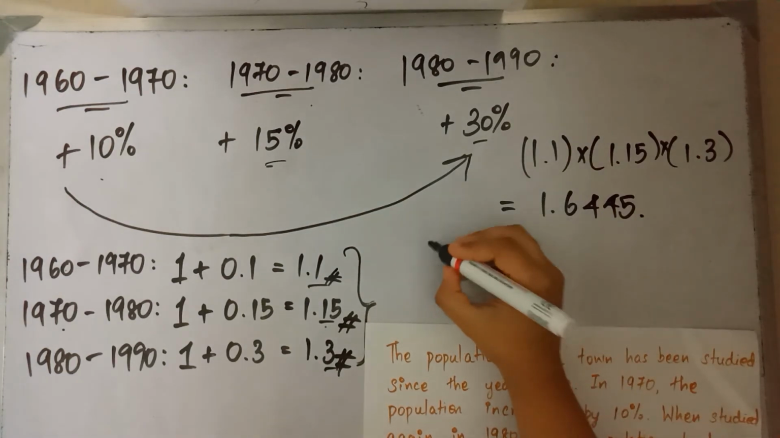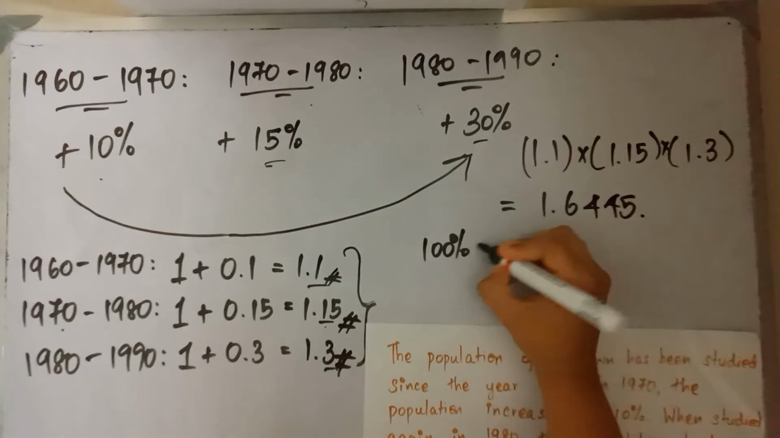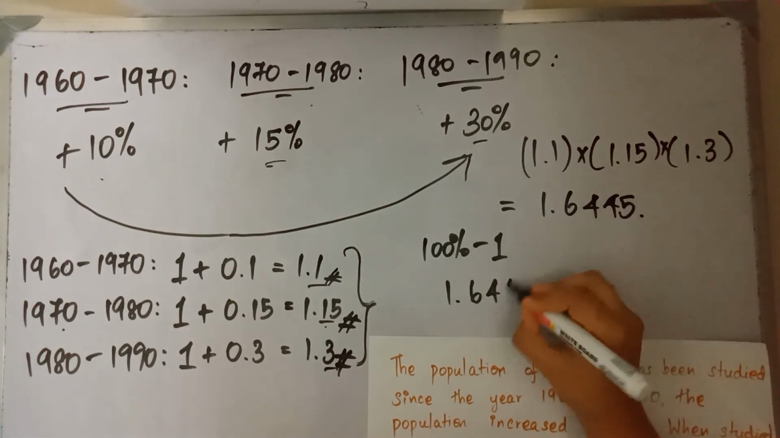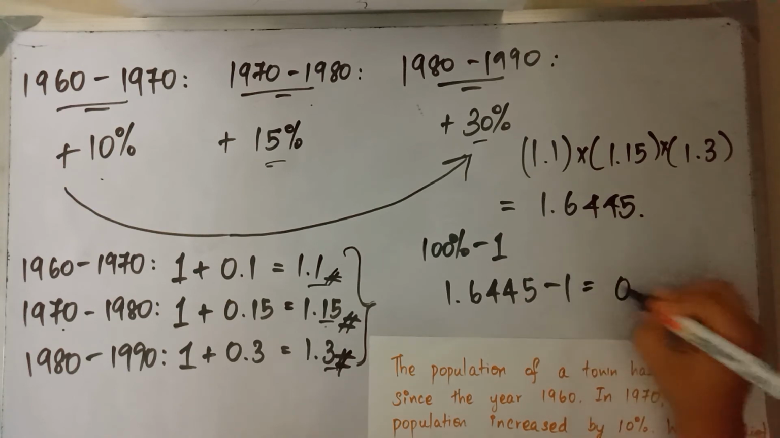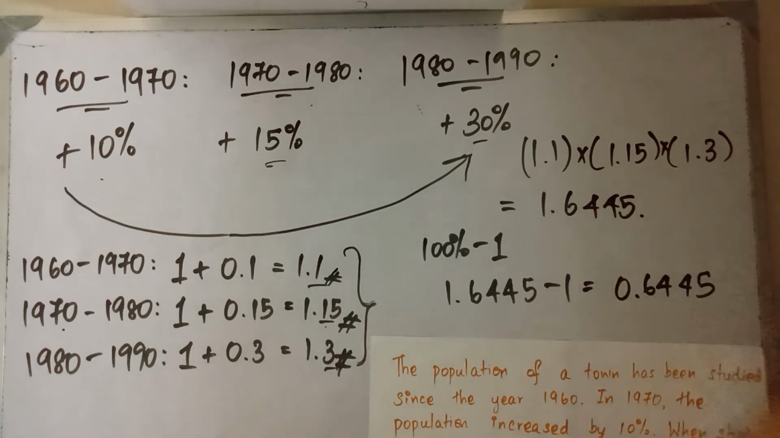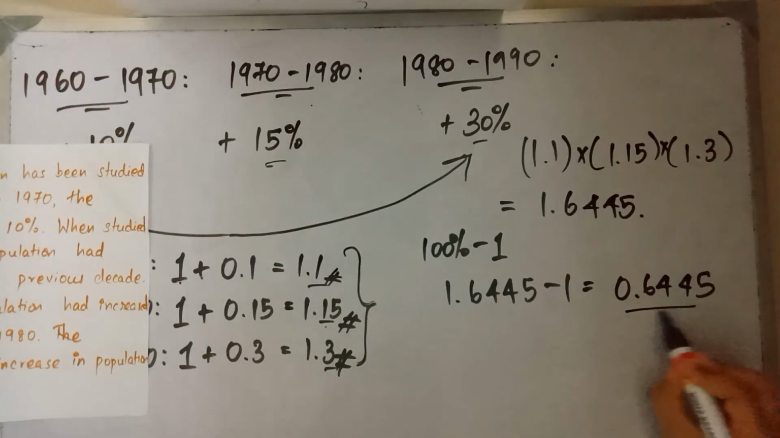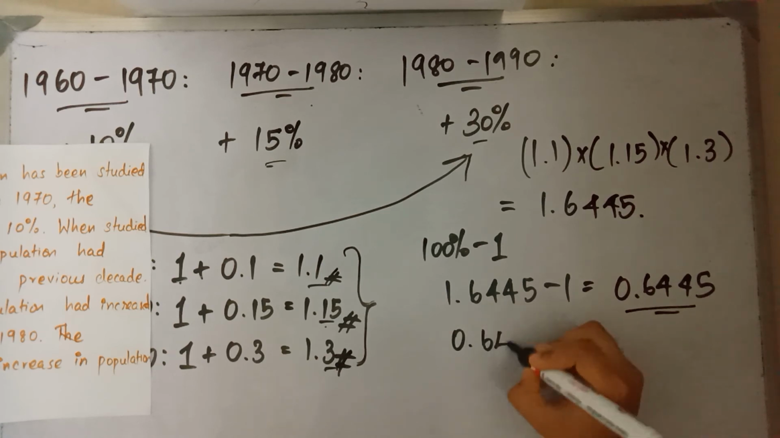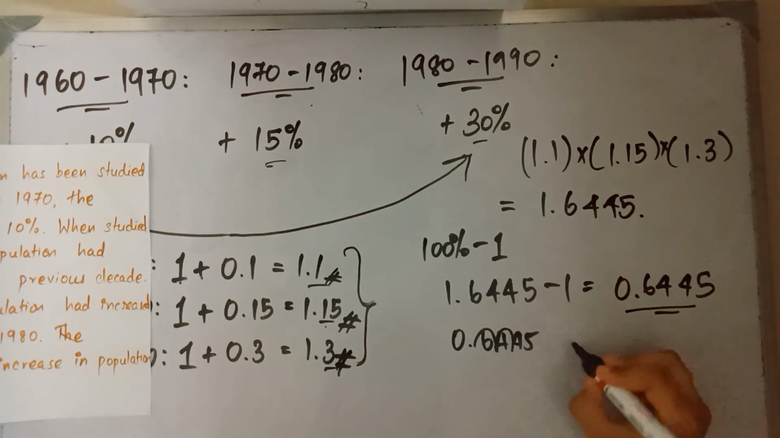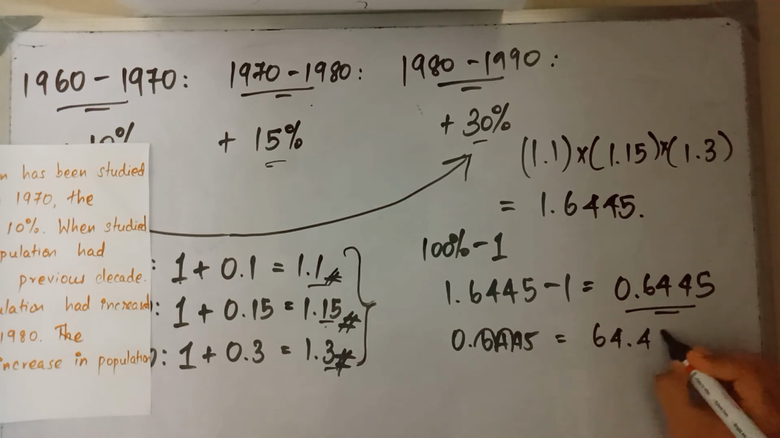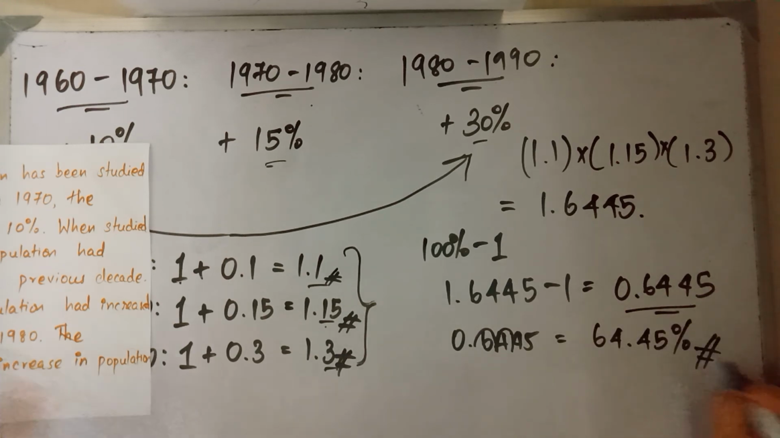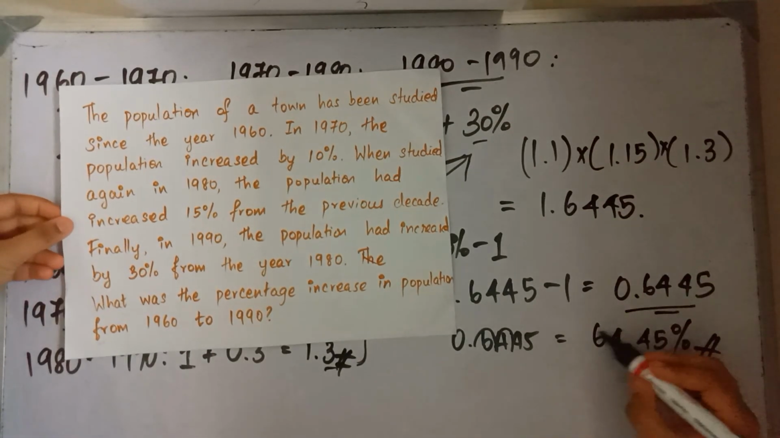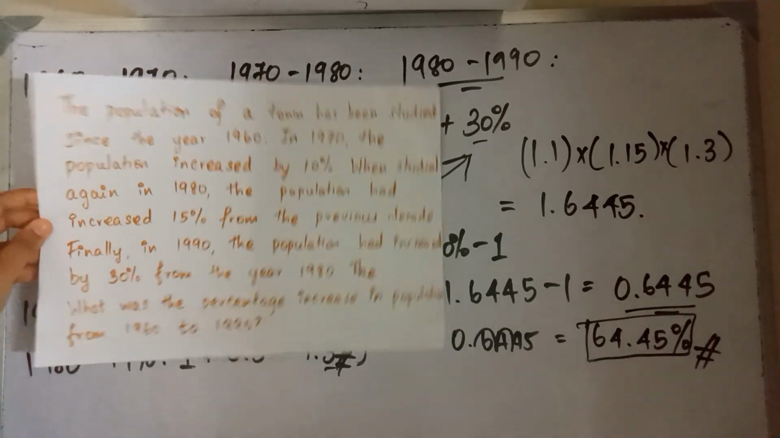Now we know that the initial percentage was 100%, and that is represented as 1. So to find the percentage increase, we take this and subtract 1. We get 0.6445. Now this is in terms of multiplier. So in terms of percentage, you have 64.45%. So the total increase from the year 1960 to 1990 is 64.45%.